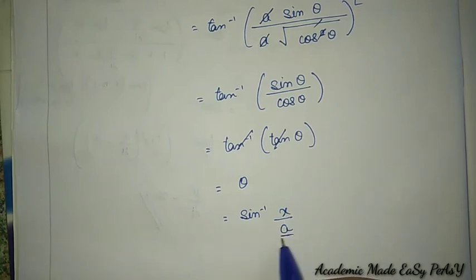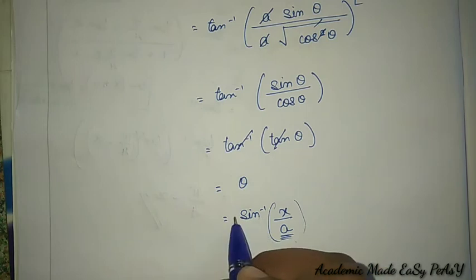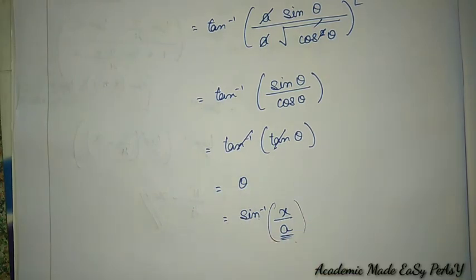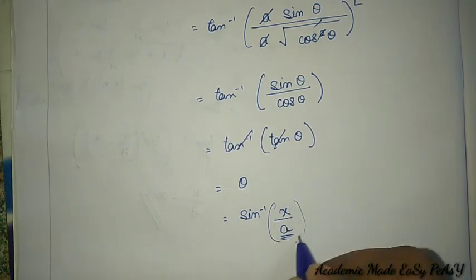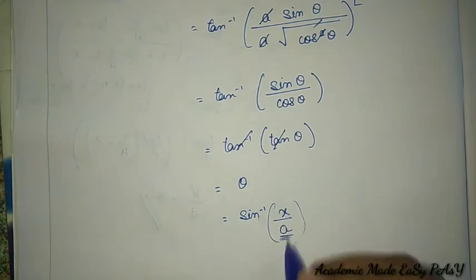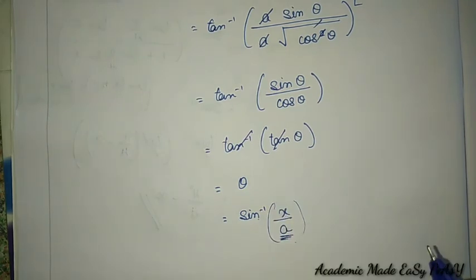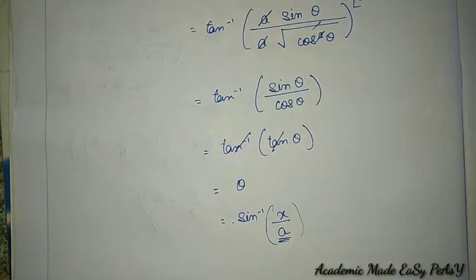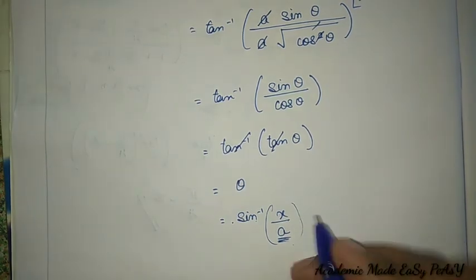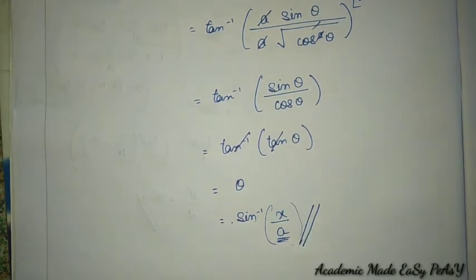See, the constant can be here as the value of sine, but not before or after sine. Okay, this is a function of sine. So x by a. Here we can have the constant but not before or after the sine. Fine. So this is the simplified form.